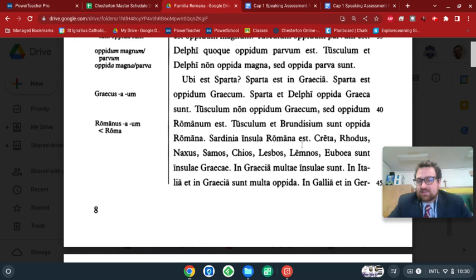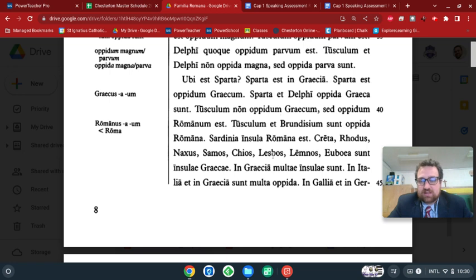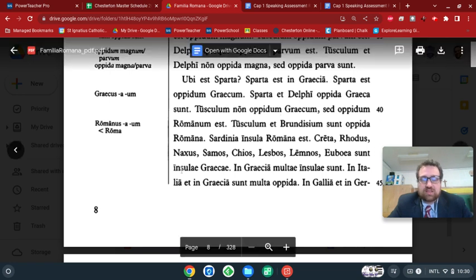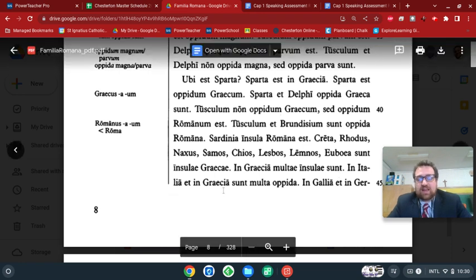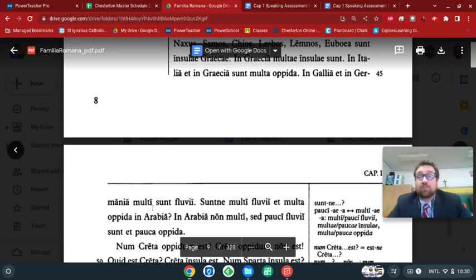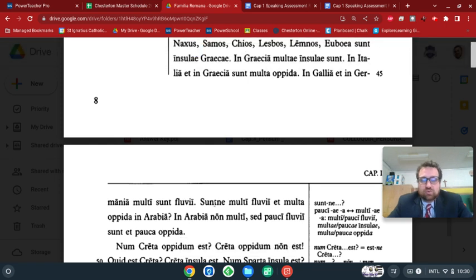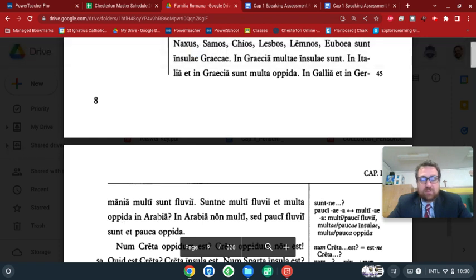Sardinia insula Romana est. Creta, Rhodus, Naxos, Samos, Chios, Lesbos, Lemnos, Eubea sunt insulae Graecae. In Graecia multae insulae sunt. In Italia et in Graecia sunt multa oppida. In Gallia et in Germania multi sunt flui. Sunt ne multi flui in multa oppida in Arabia? In Arabia non multi, sed pauci flui sunt, et pauca oppida.